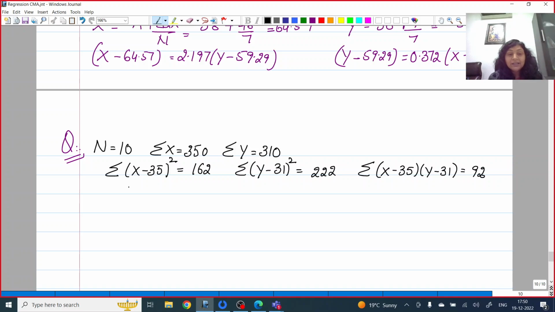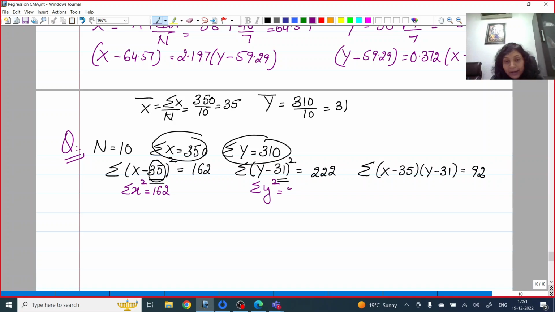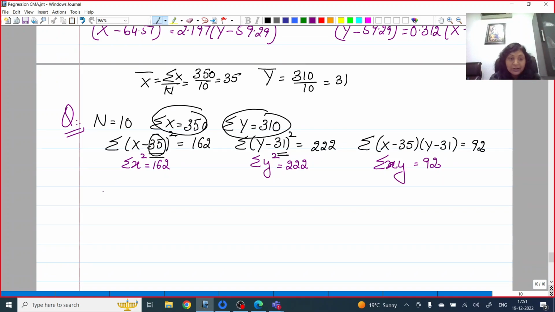If you just look at this question, you'll think that this is a question of the assumed mean method, because here we have deviations from 35 and deviations from 31. But we have been given summation x and summation y, and if we find the mean, the mean is summation x upon n, that is 350 upon 10, that means 35. And y mean is 310 upon 10, that is 31. So in this case, this is not dx square; this is summation small x square and summation small y square, deviations from the actual mean, and this is summation xy, that is 92. So in that case you don't need to apply the shortcut method, you have to apply the actual mean method.